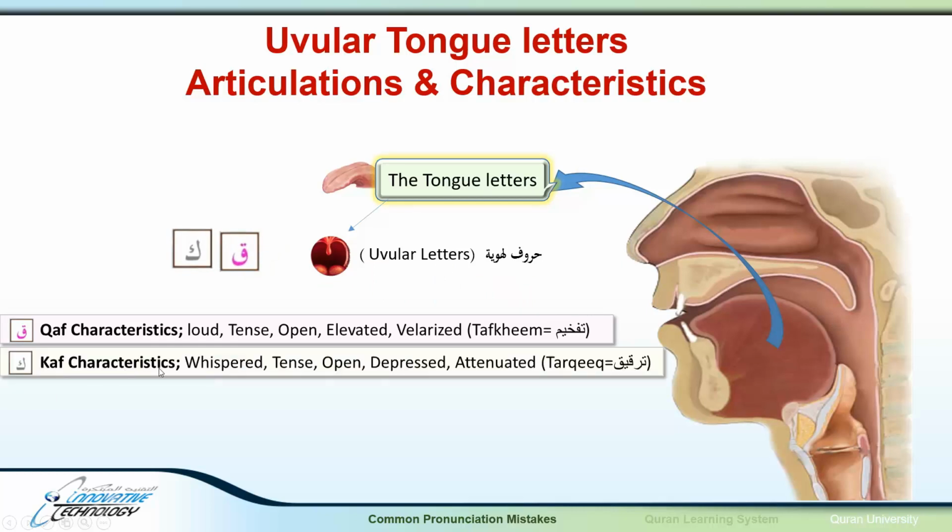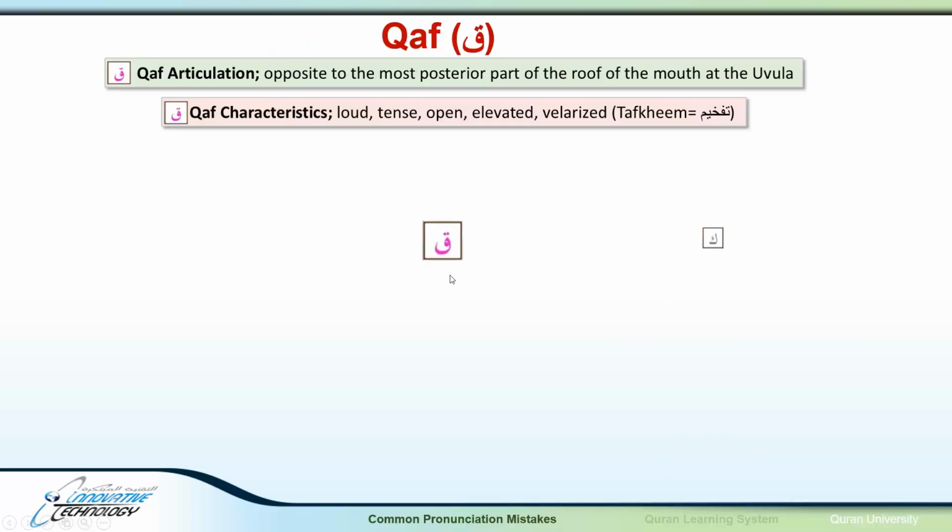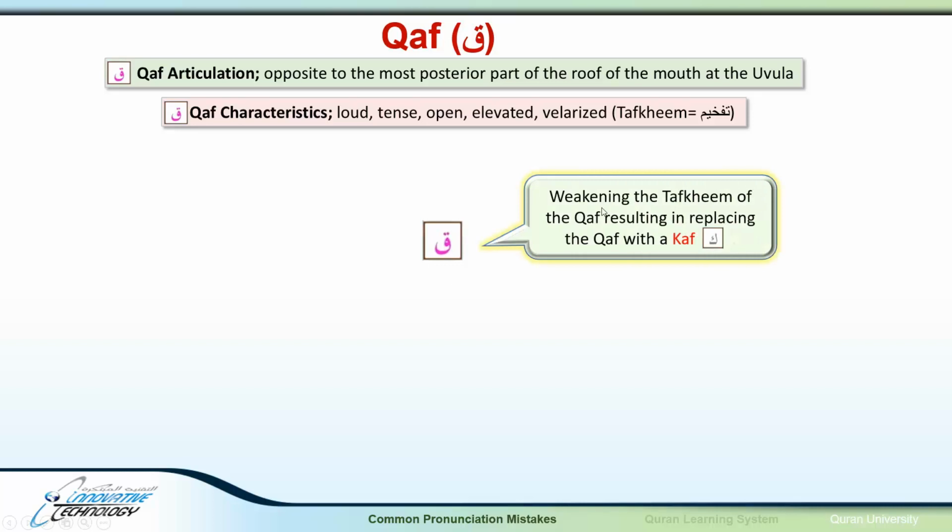The kaf is characterized by being whispered, tense, open, depressed, and attenuated, which means that it has tarqiq. So the kaf has tarqiq, it's attenuated, while the qaf has tafkhim, and it's velarized. Let's start with the mistakes of the qaf. First mistake is weakening the tafkhim of the qaf, resulting in replacing it with a kaf. As we have just mentioned, the kaf is more muraqqaq, having less tafkhim.